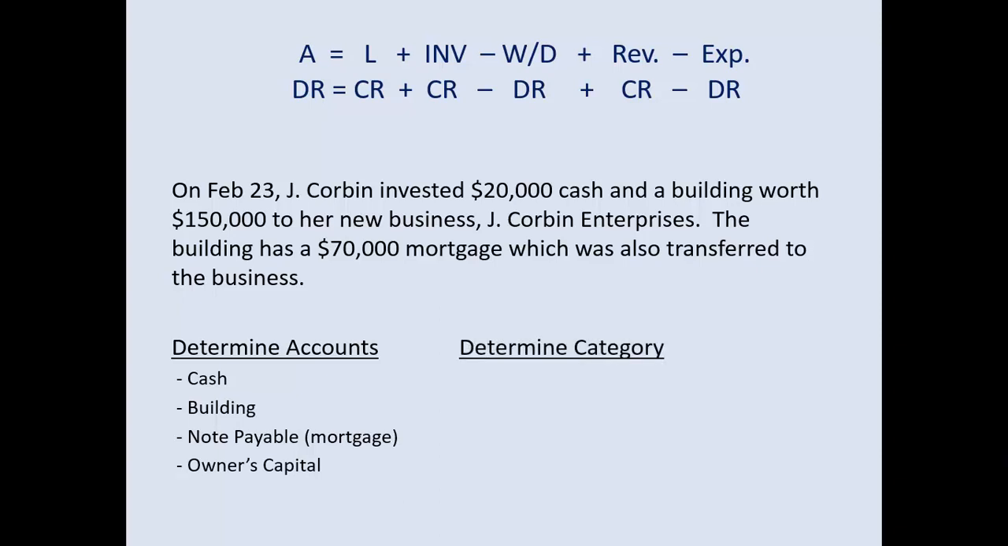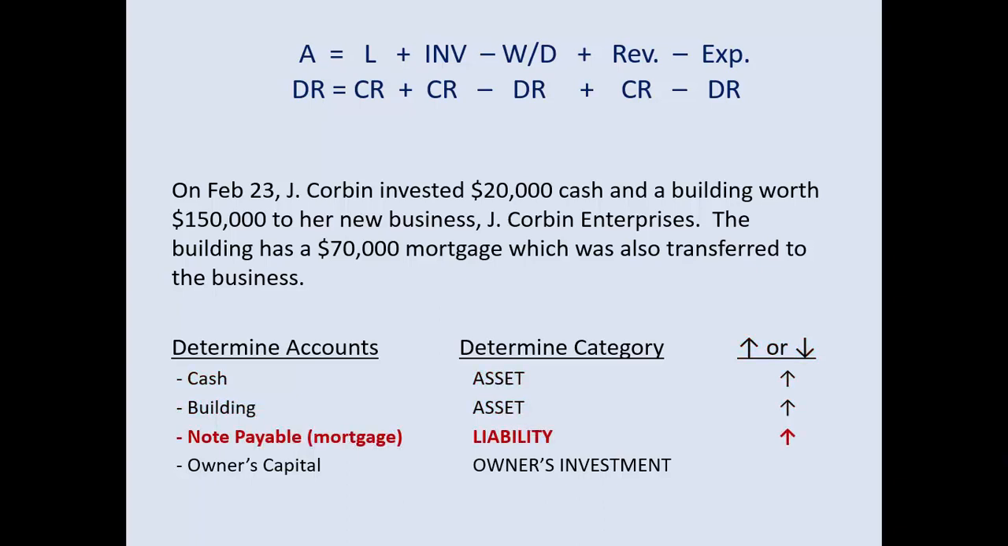Step two, determine the category. Cash is an asset, building is an asset, note payable is a liability, and owner's capital, owner's investment, goes into equity. Is it going up or down? Well, cash is coming in, building is coming in, note payable is coming in, and owner's capital is going to go up. Everything in this transaction goes up. So how do I journalize it? These were your first three steps. Well, cash is going up, so we're going to debit it. Building, we debit it. Notes payable, normal balance is a credit. We're going to increase it with a credit. Owner's capital is going up, so we're going to increase that with a credit.